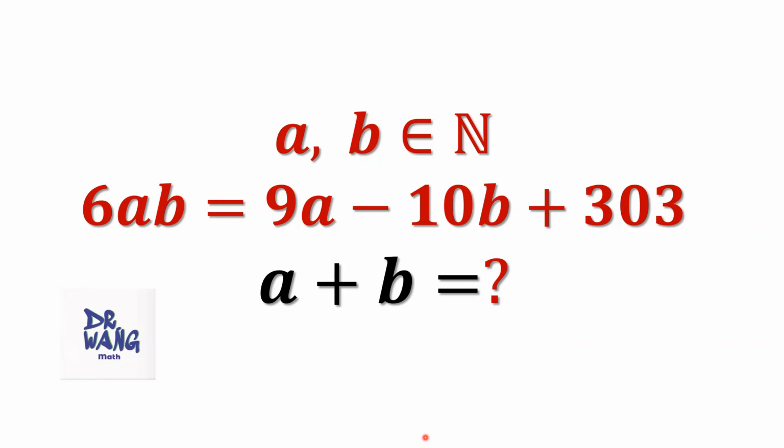Here is the question. If A and B are natural numbers, that means A and B are positive integers. 6 times A times B equals 9 times A minus 10 times B plus 303. What is the value of A plus B?